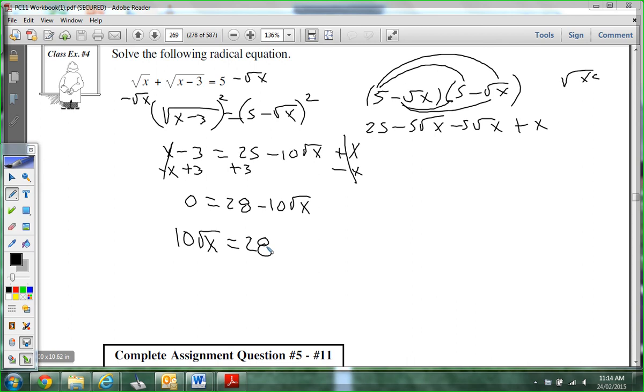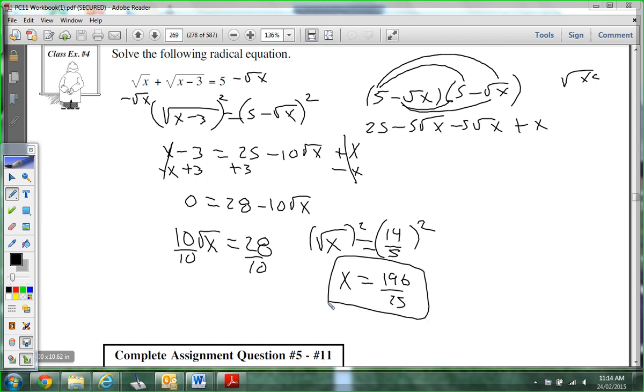Okay, so if I'm solving for x, what do I want to do now? What would your next step be? Well, what's the 10 doing to the radical? Yeah, it's multiplying, so I want to divide by 10. So I have root x equals, that simplifies to 14 over 5. Well, how do we get rid of a radical? Square. Now we just square both sides and we're done, guys. So that gives me x equals 196 over 25. That's your answer. Very ugly, but that's okay.